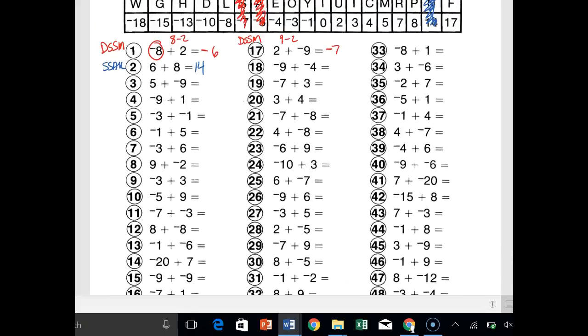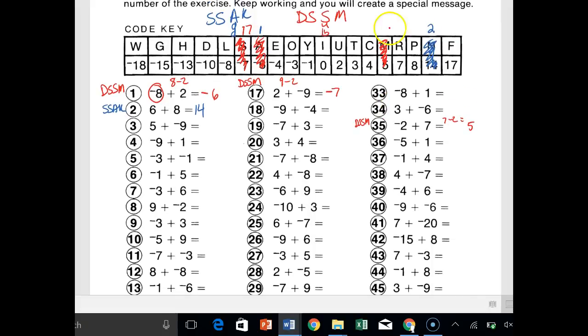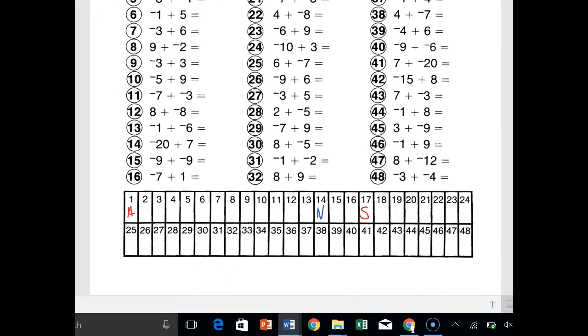All right, let's do another one. Let's do 35, for instance. Again, this is DSSM. Notice how I'm writing small and neat. This is going to be really 7 minus 2, which is going to be 5. And this time I have more positives than I do negatives, so I'm keeping the positive sign, and it's just 5. So for 5, that's M right here. And M is 35. So I'm going to go down here and put an M on 35.